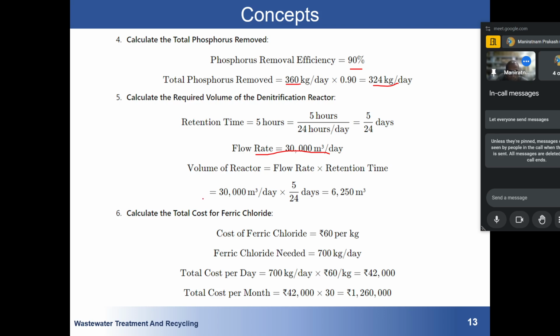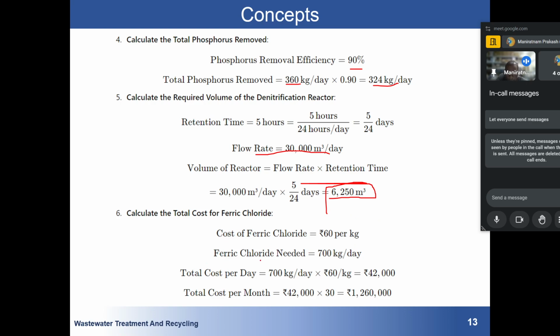So we can always calculate the volume of the reactor as equal to flow rate into retention time. The flow rate is this much meter cube per day, and the retention time is 5 by 24 day. So this much big should be our reactor. Okay, I hope this is okay to you.